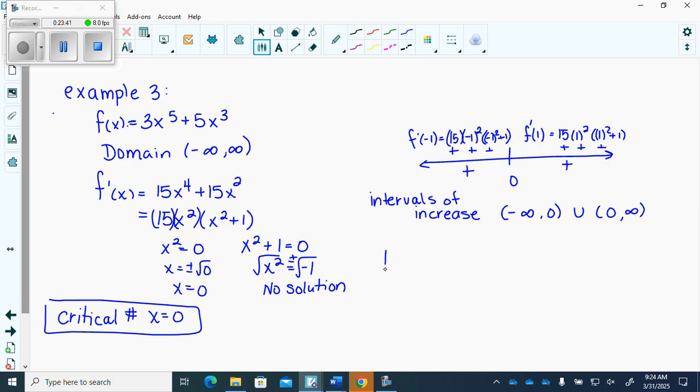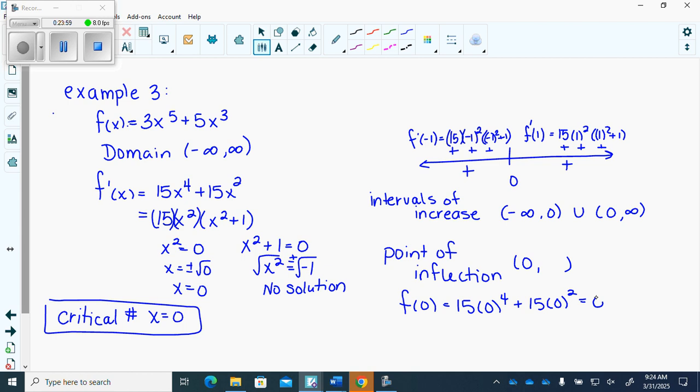Then we have a point of inflection at 0, something. So we do f of 0 to get on the original. 15 and 0 to the 4 plus 15 times 0 squared. 0.